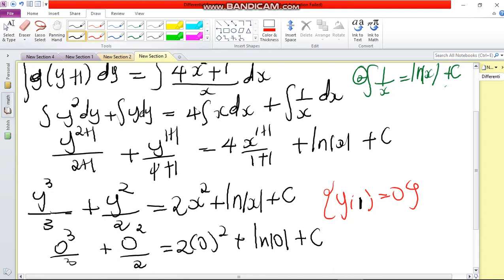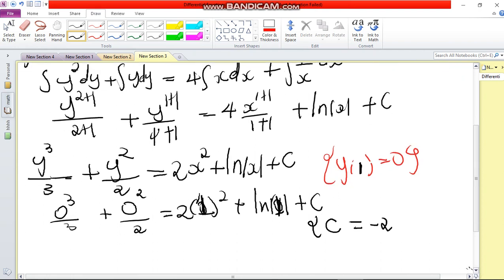I was not given the boundary condition, so this is just my assumption. Which means this will be 1 and this will also be 1. So we can see that our c will be equal to 0, 0, 2 into 1 squared is 2. c will be negative 2.